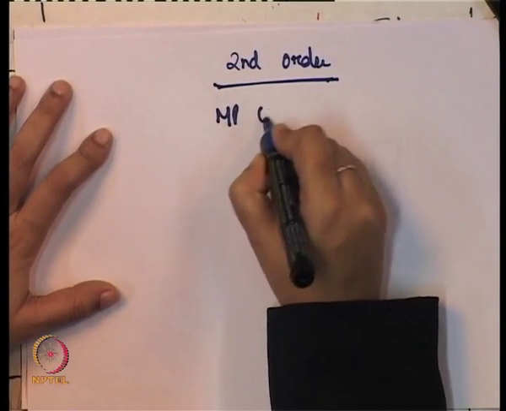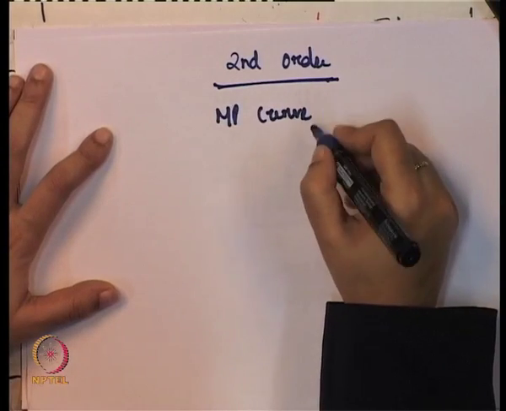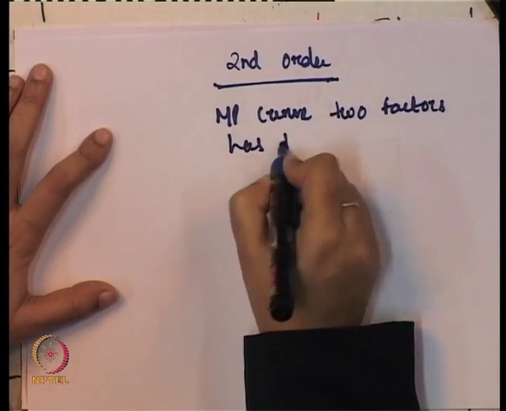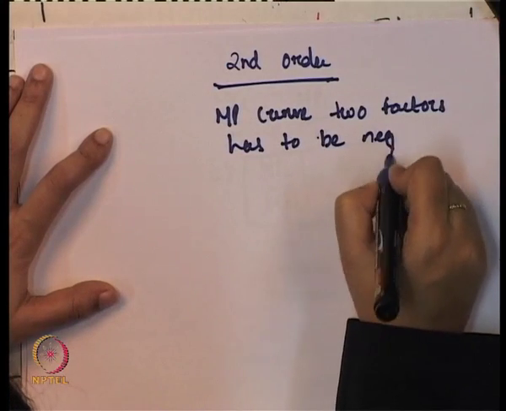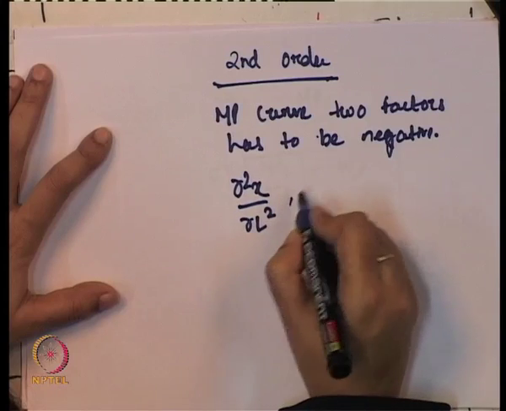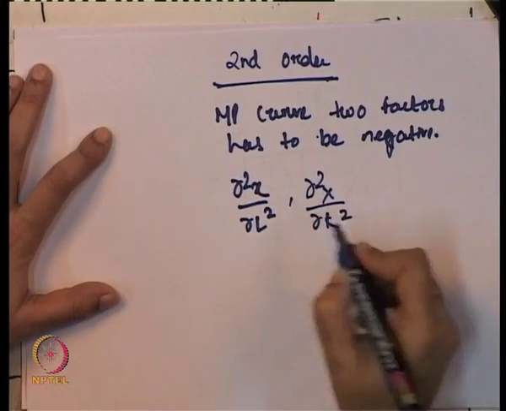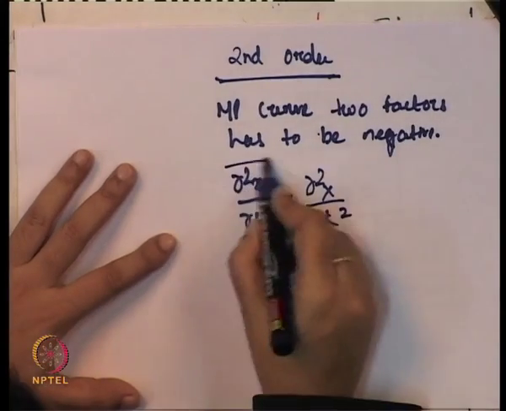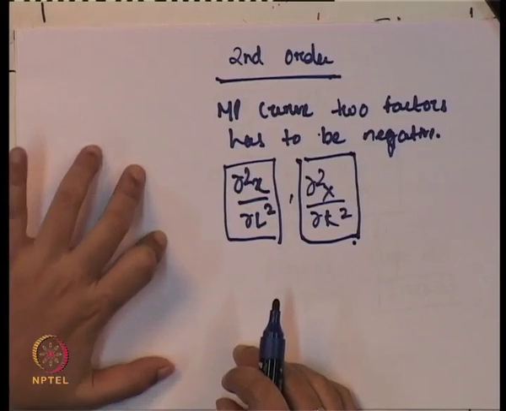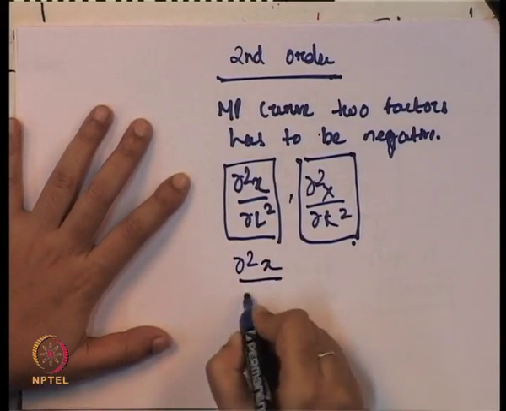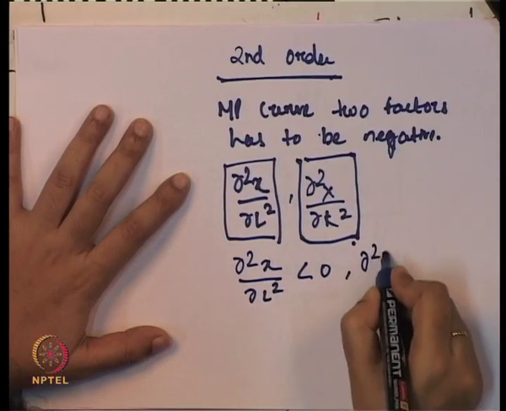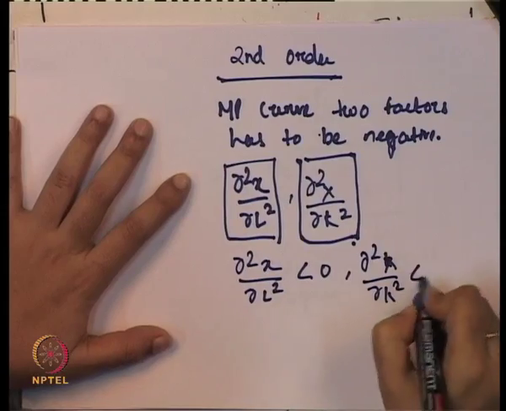This requires the marginal product curve for both the factors to be negative. So, del square x by del l square and del square x by del k square. In order to find out the slope, we need to take the second order derivative with respect to labor and the second order derivative with respect to capital. So, del square x by del l square has to be less than 0, and del square x by del k square has to be less than 0.